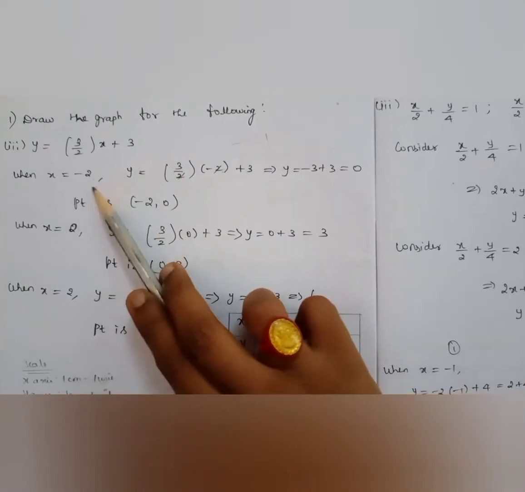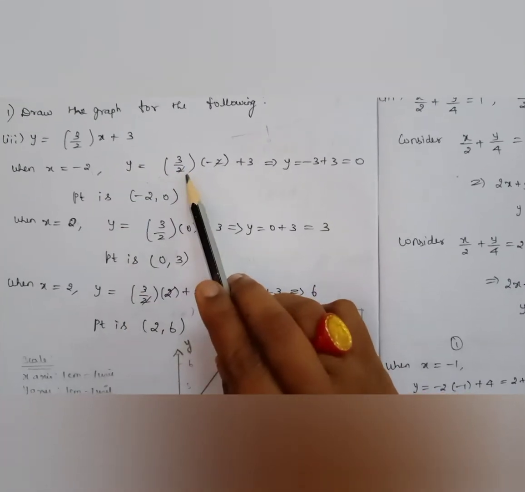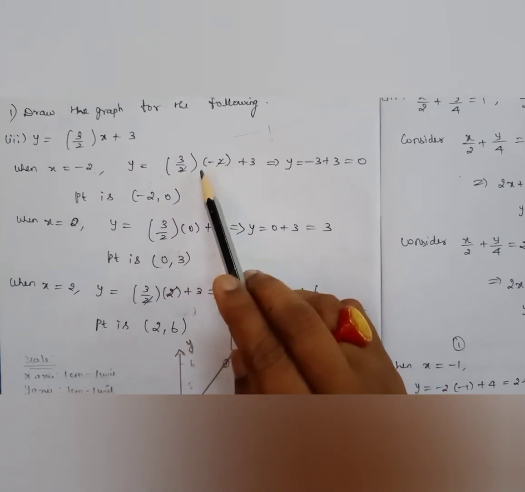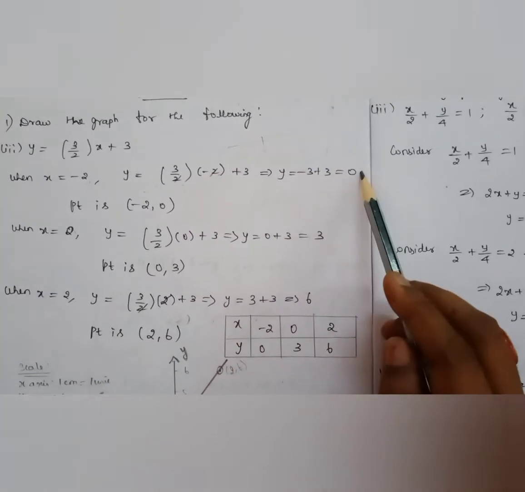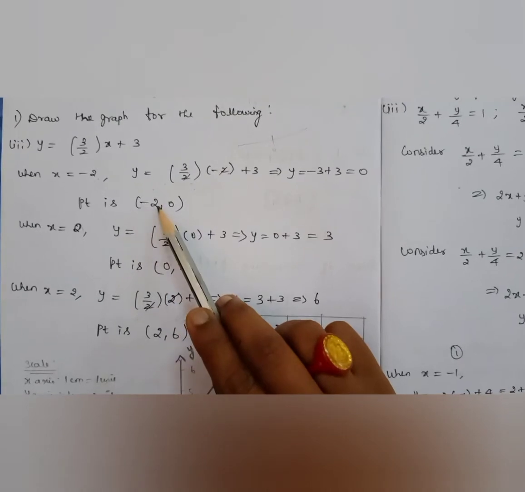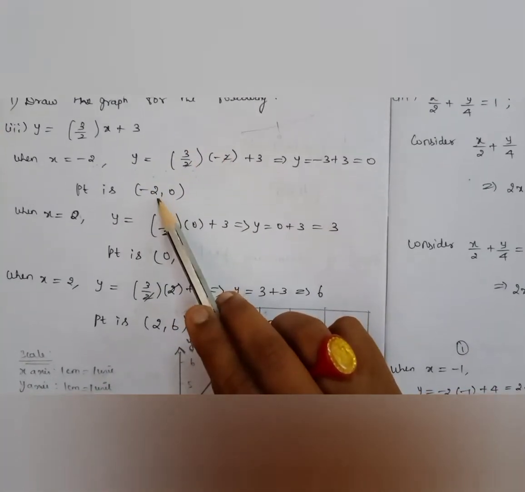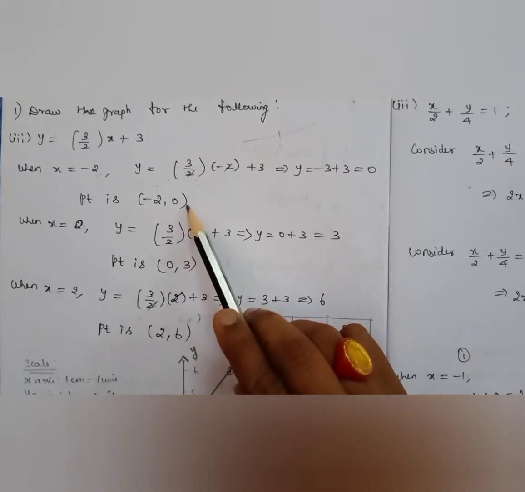There is a reason why I have taken it to be 2, because I am having the denominator to be 2, so that both will be getting cancelled. So 2 and minus 2 gets cancelled. Minus 3 plus 3 is 0. So the point is minus 2 comma 0. That is, when x is minus 2, y takes the value 0.